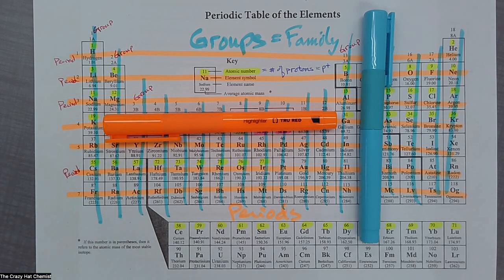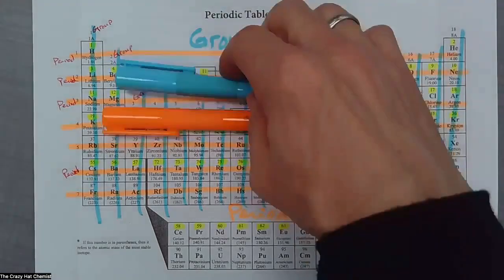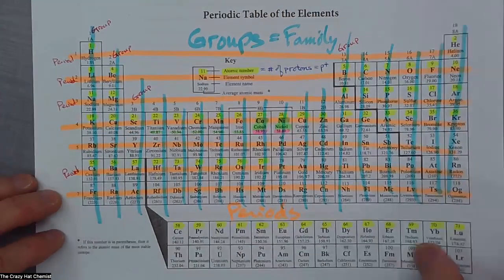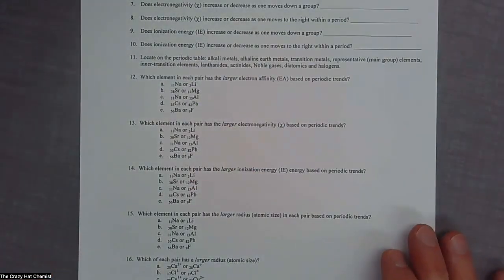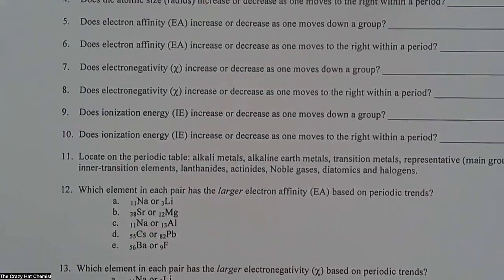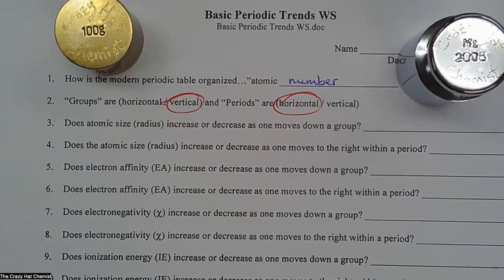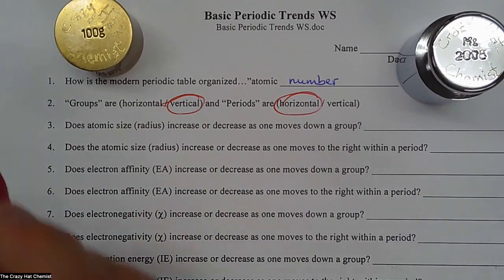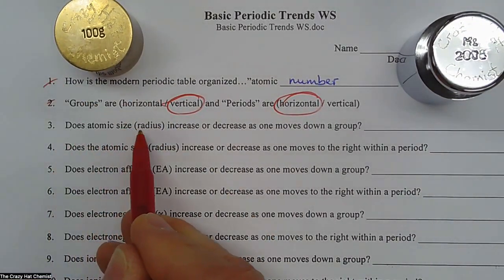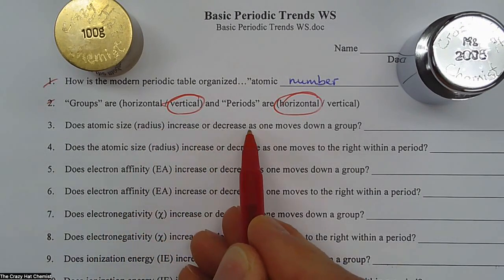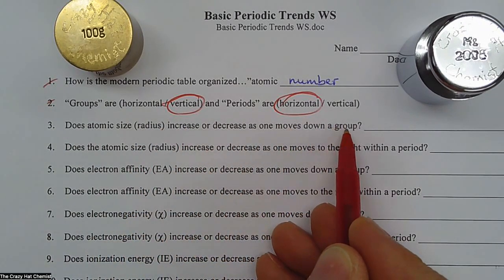All right, so let's move on now that we got groups and a family, which is a vertical column on the periodic table, and the periods, the horizontal sections. We got that nailed. So let's move on to the next question here. Let's zoom in. All right, so our next question is the following. Number 3, does the atomic radius increase or decrease as one moves down a group?